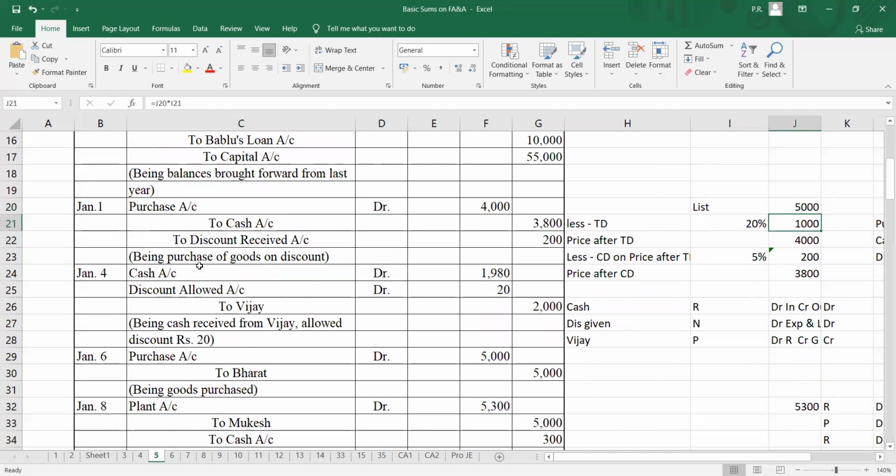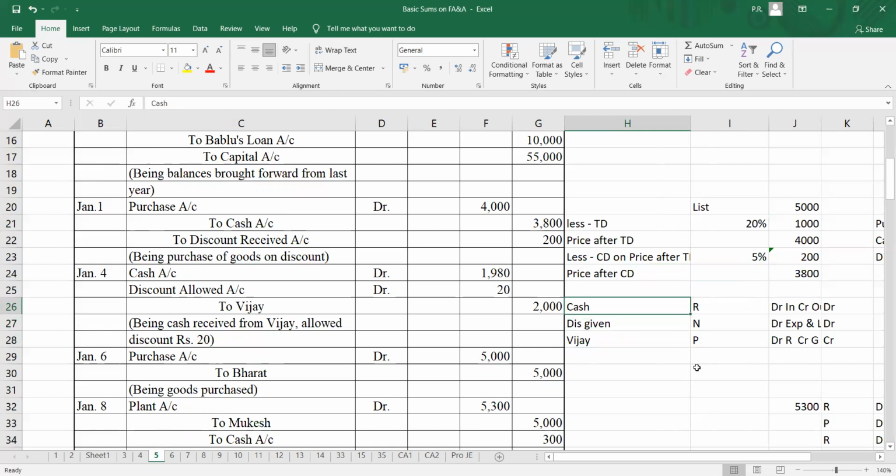Then we have under transaction of Jan 4, we say that we have received 1980 rupees from Vijay and we have allowed him a discount of 20 rupees. So we are receiving some money. So what are the accounts impacted? Cash account is impacted. Discount we have given this time, that discount given account is impacted, and Vijay is a person. His account is also impacted.